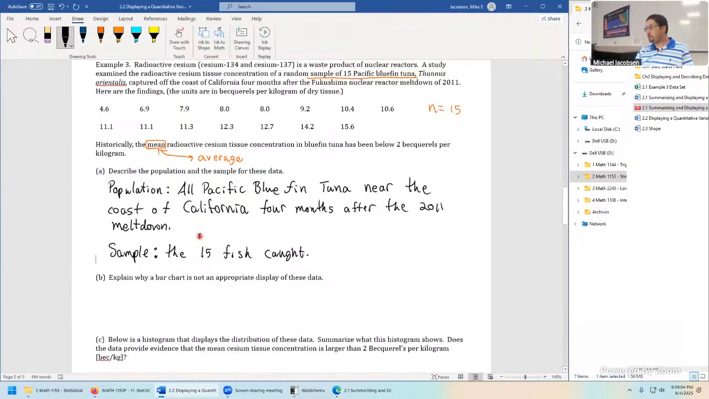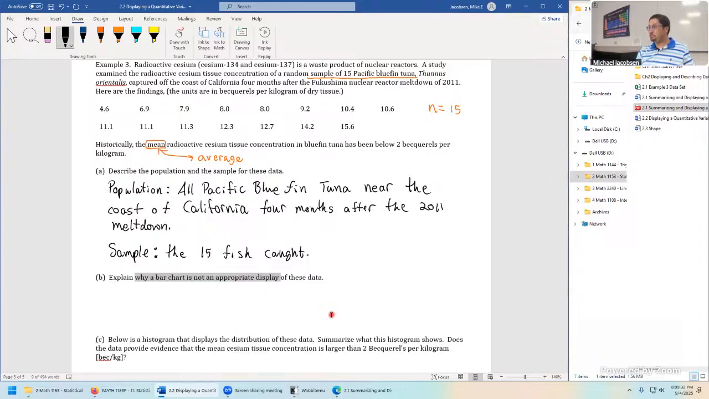Well, any questions, folks, before we go up to part B? Okay, part B is kind of a review of section 2.1 concepts. Pretty short one. It does say to explain, but I didn't say what level of explanation, so you don't have to say much. Why is a bar chart not appropriate? Can anyone see why that's the case for this? We should not use a bar chart.